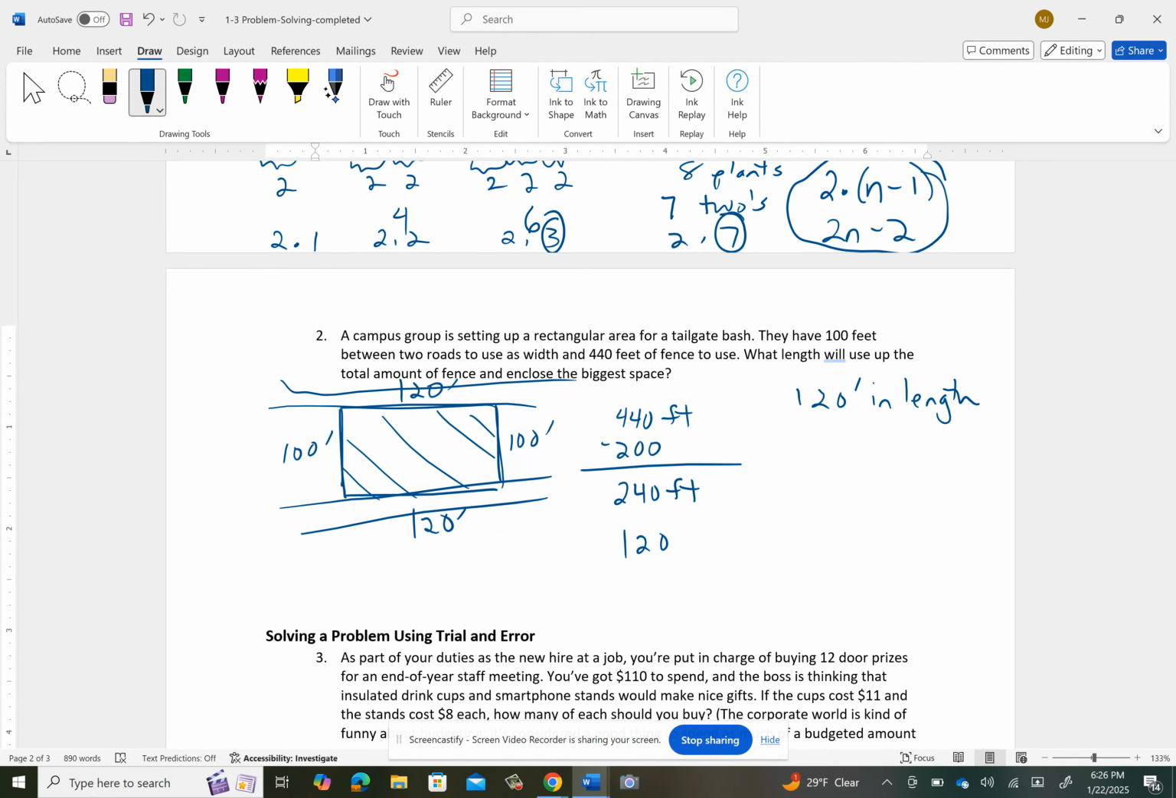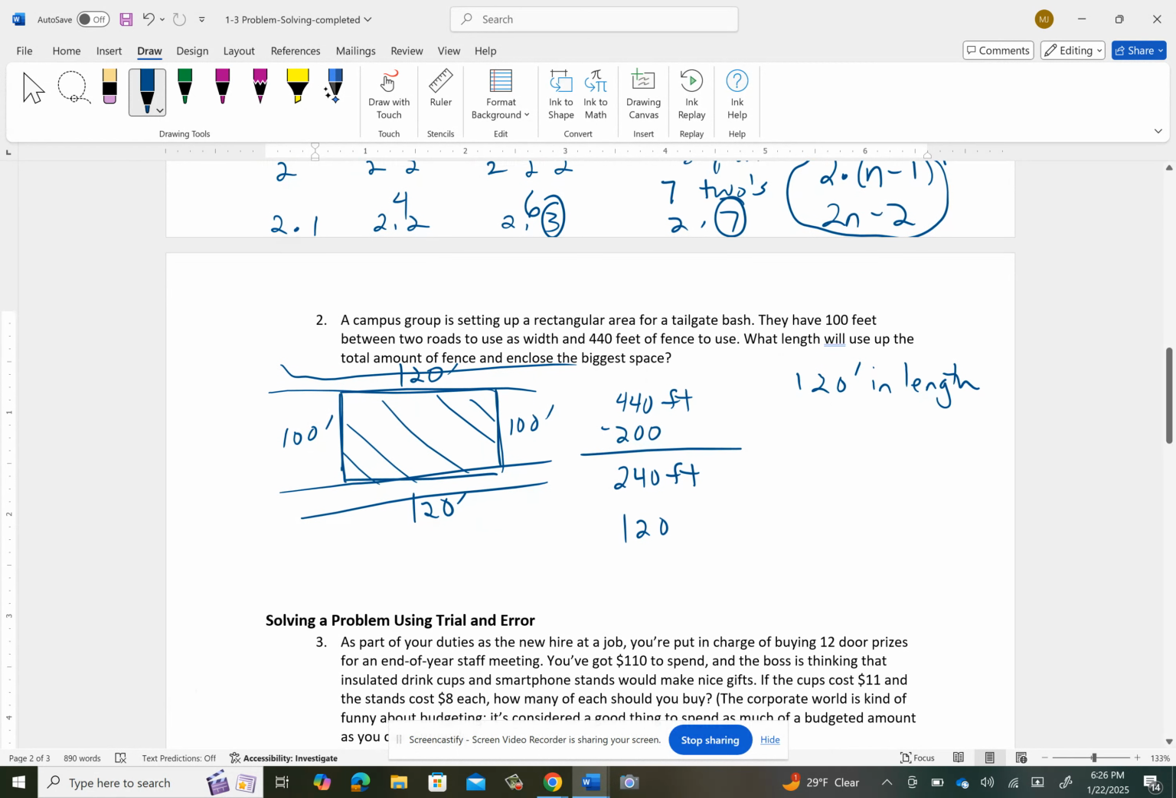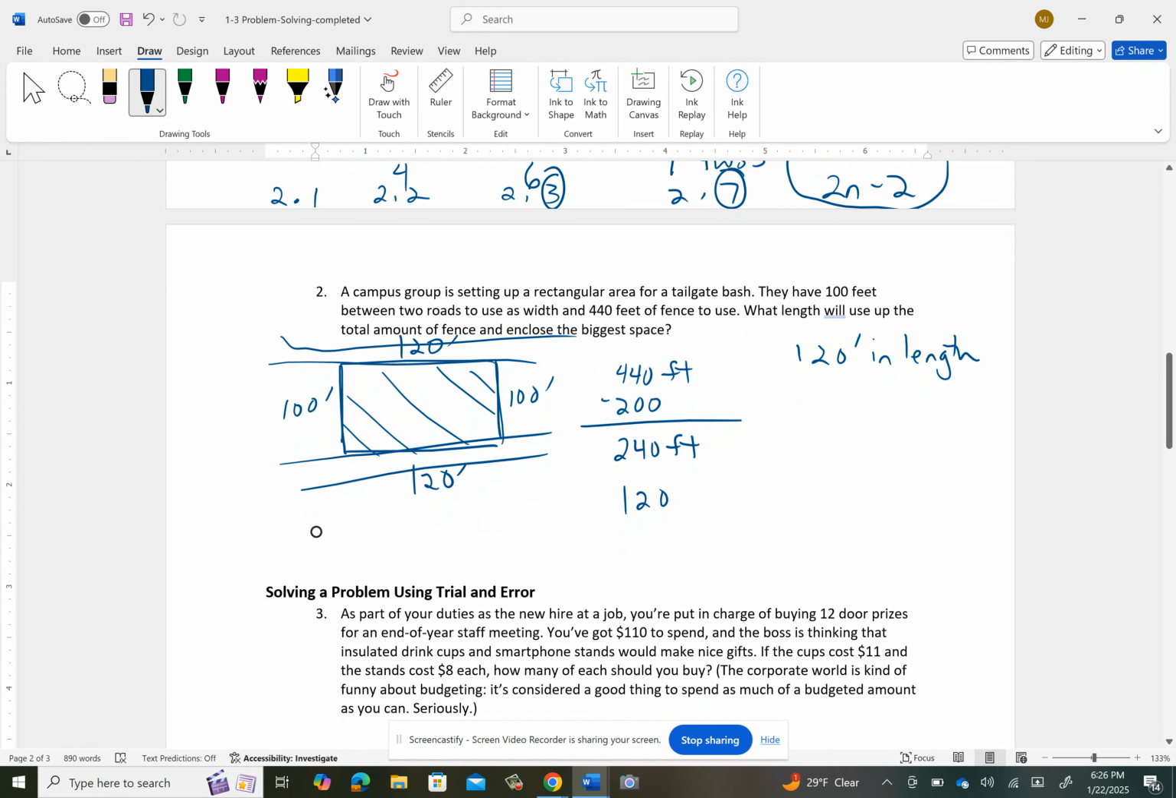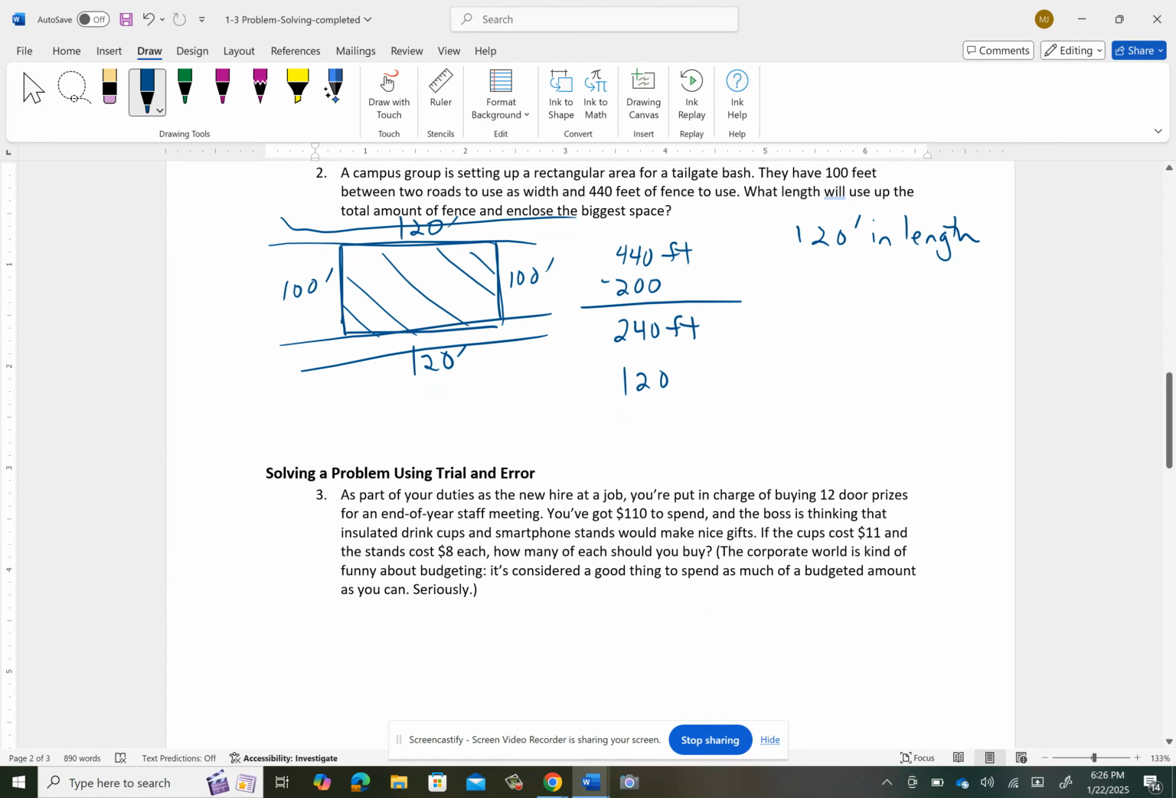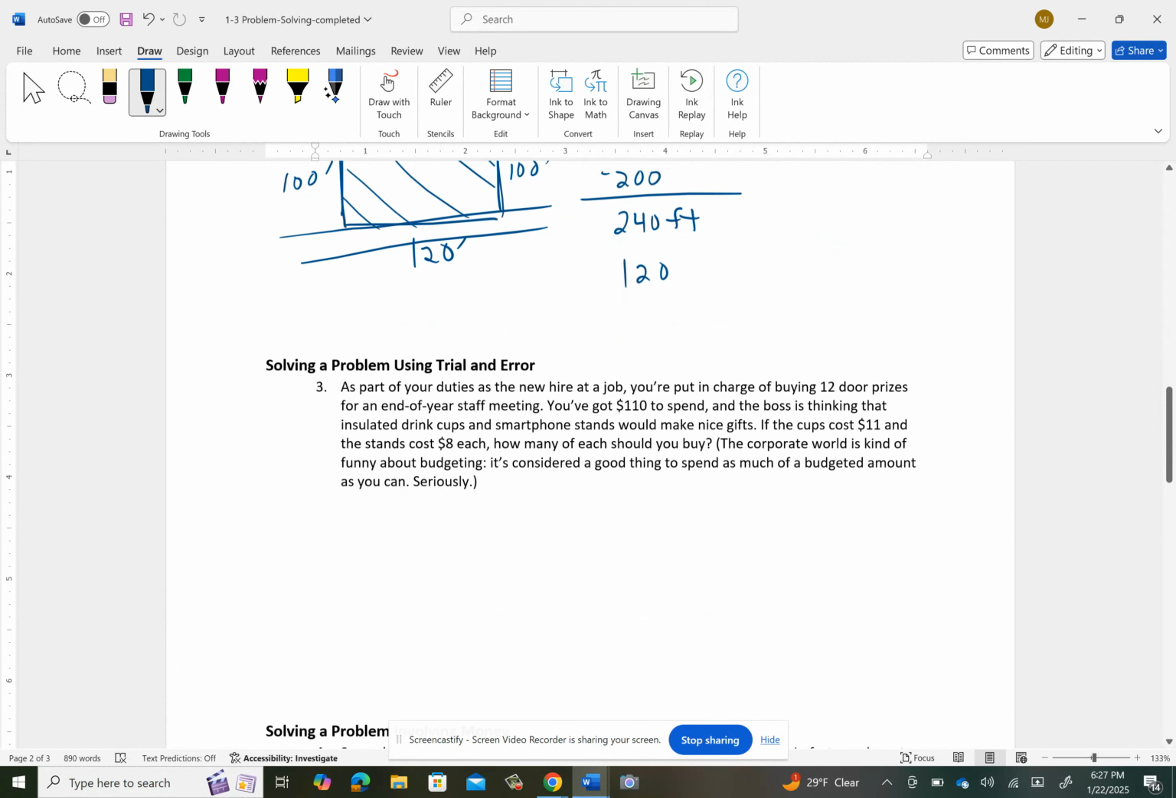All right, now I did make the assumption that the fence had to be on all 4 sides. I'm thinking about people bringing dogs to the tailgate. They don't want them running out into the roads. Okay. All right, let's see about this one.